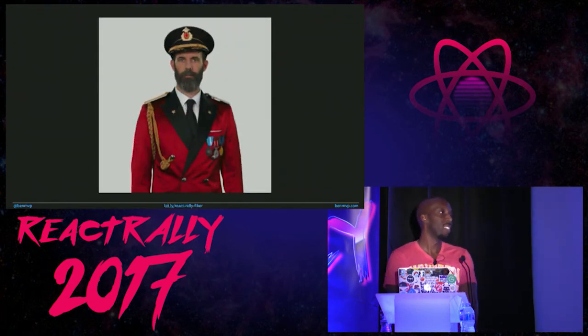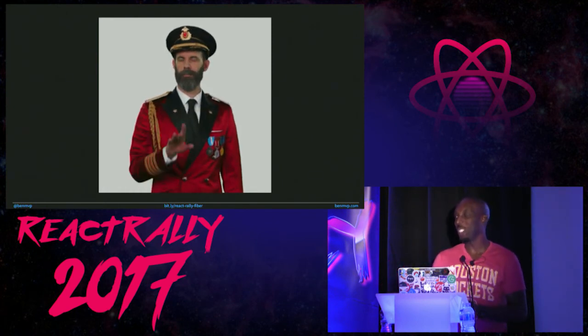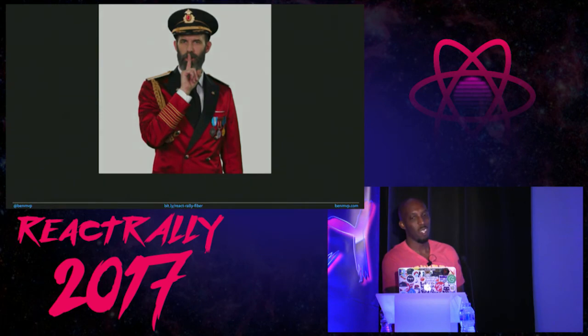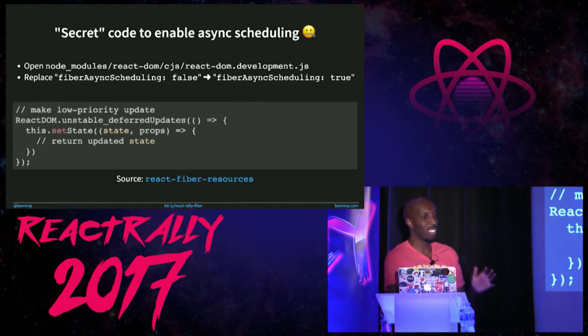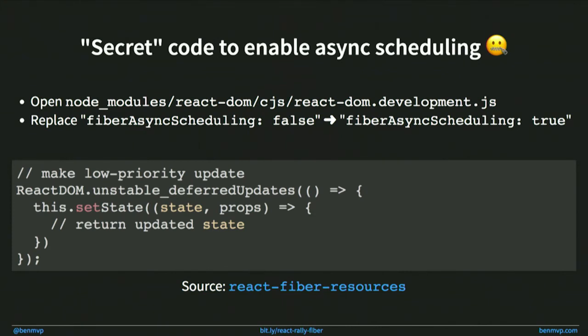However, if you can keep this between me and you, there is a way that you can get it now, okay? The secret code to getting it: you gotta open up your node modules, go into React DOM, and go into the React DOM development file. Essentially, you're gonna go into this JSON object and turn something from false to true manually. So Fiber async scheduling false to Fiber async scheduling true inside that file.